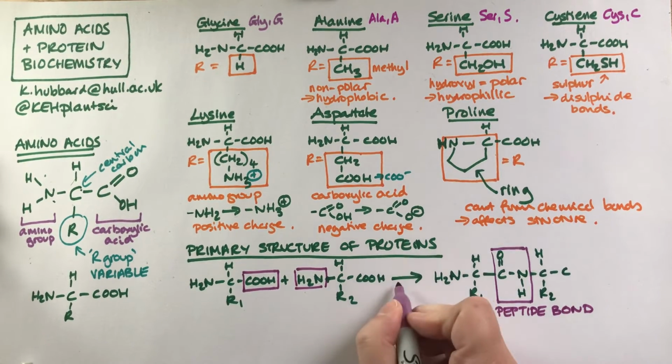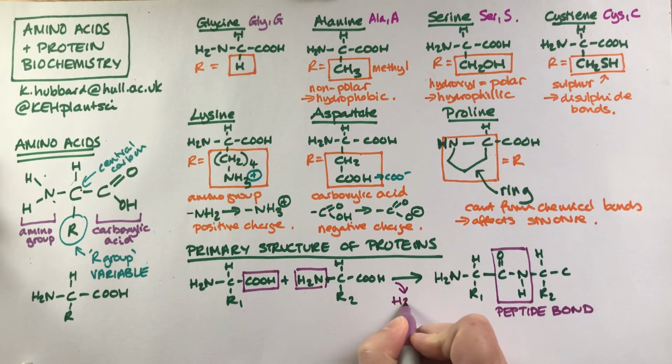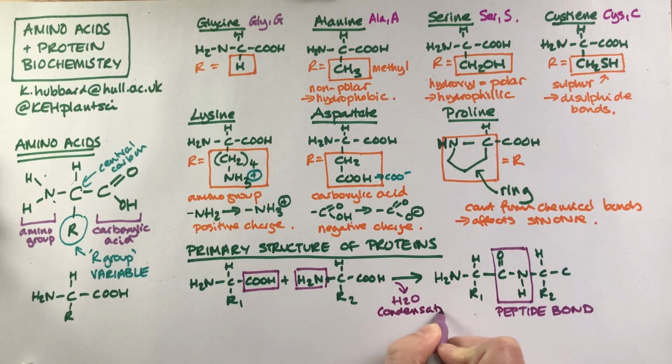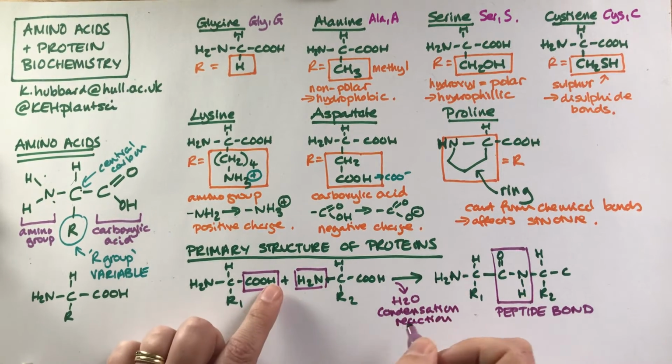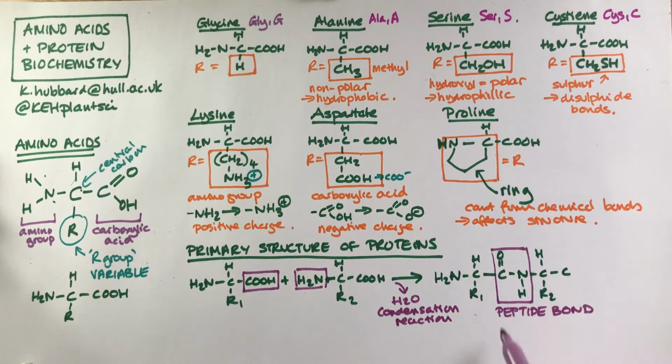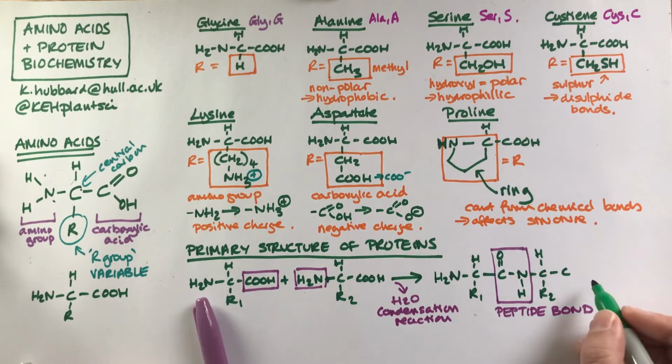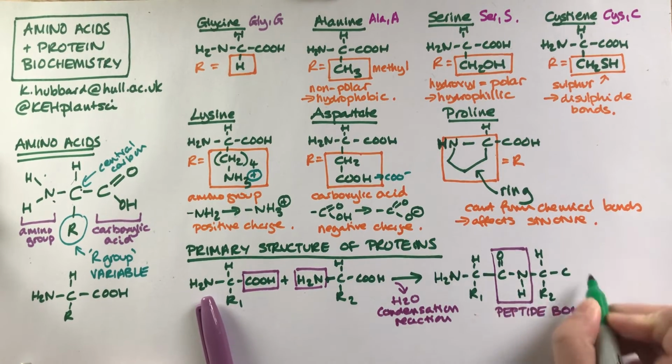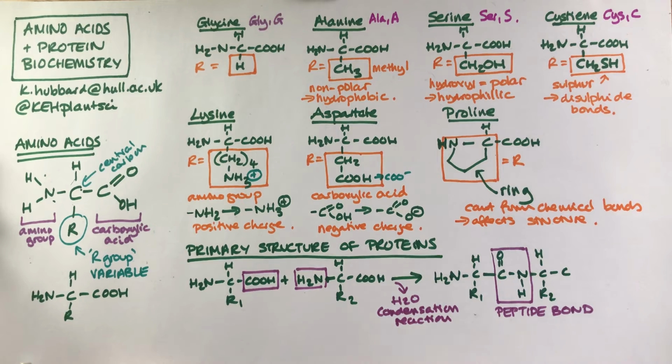And actually when we do that, we lose a molecule of water, so it's called a condensation reaction. You'll notice that we've lost one H from here, one H from here, and we've lost an oxygen from here. So we've now got a peptide bond connecting our two amino acids. And in fact, when we go into a protein chain, we don't just put two amino acids, we might put 1,000 amino acids in a very long chain.